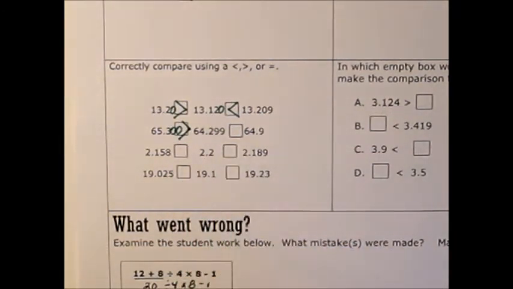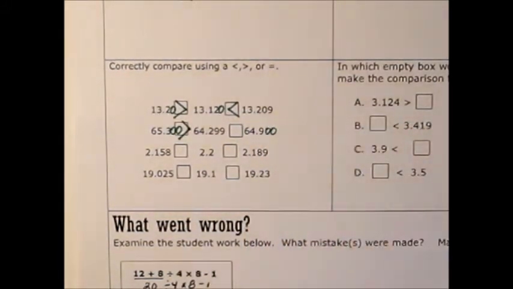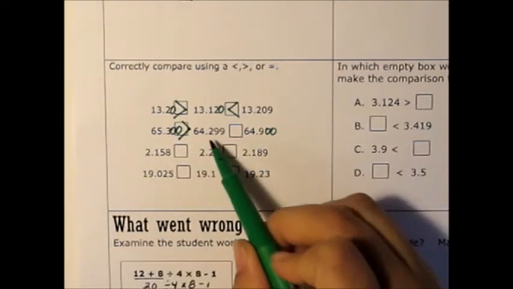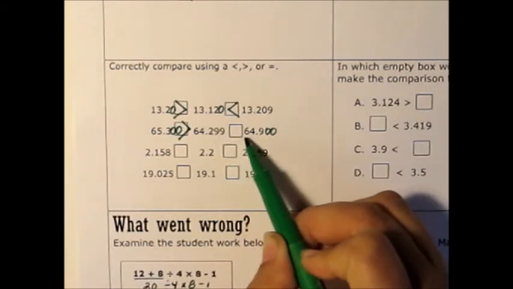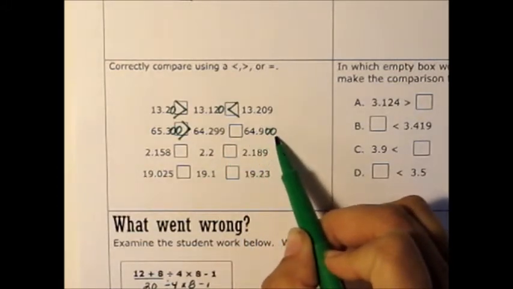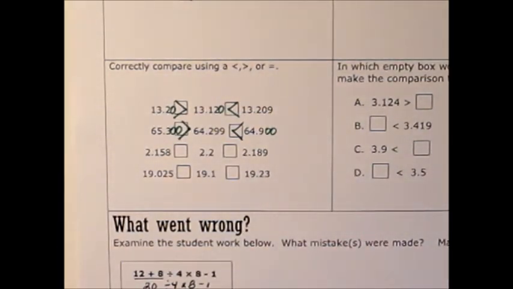behind the decimal. Okay. Now when comparing these two, add your zeros to equal up the place value on either side. 64 and 299 thousandths versus 64 and 900 thousandths. 900 would be the larger number, so that one is greater.